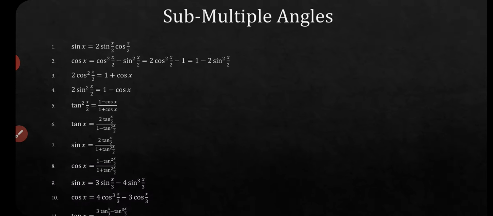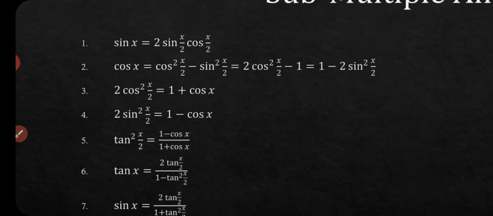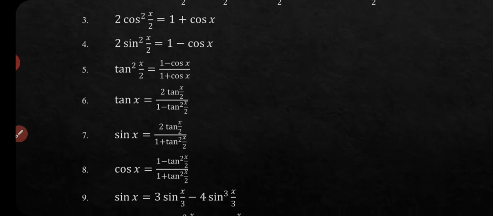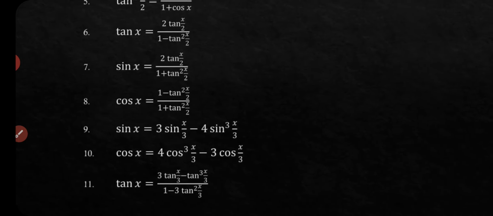Now if you can't see this, let me just magnify this. So this is how the formulas are. Sin x is 2 sin x by 2 cos x by 2. Cos x is cos square x by 2 minus sin square x by 2, that is twice of cos square x by 2 minus 1, or 1 minus 2 sin square x by 2. And so on. These are the formulas.